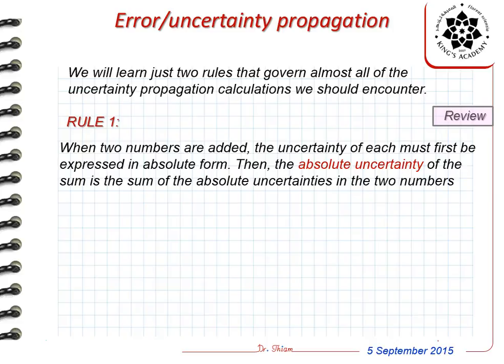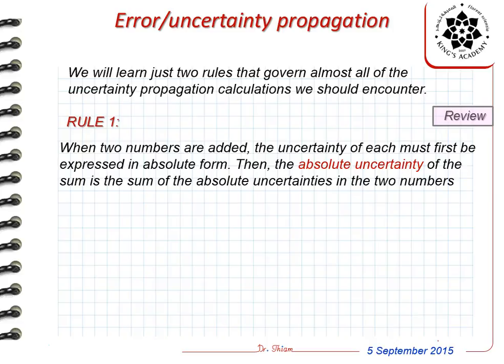When two numbers need to be added or subtracted from each other, then the uncertainty of each must be expressed in absolute form, and then the absolute uncertainty on the sum or the difference is going to be equal to the sum of the absolute uncertainties of the two numbers. Let me repeat that. If you have to determine the absolute uncertainty of a sum or a subtraction, first you have to express the uncertainties of each number in their absolute form, and then you add them up. Okay, now you add them up whether you are subtracting or adding.